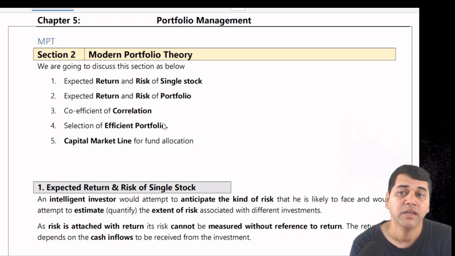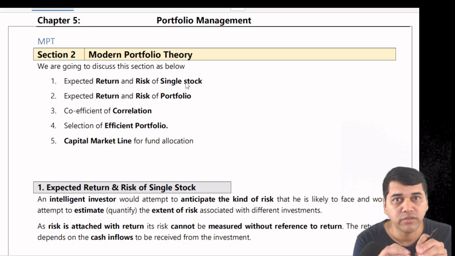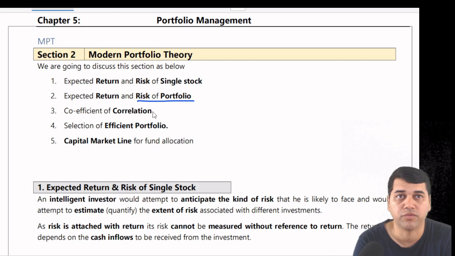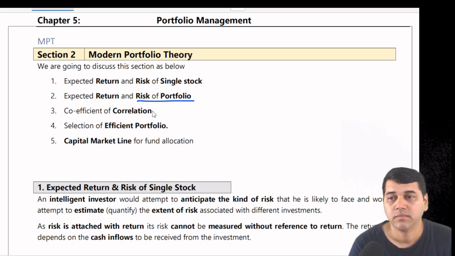In this modern portfolio theory, you have got expected return and risk of individual stock. How to expect return from a single stock. Then you include those and see how my portfolio risk and return is going to come. What is this coefficient of correlation? Because this coefficient of correlation concept is required to decide the risk of the portfolio. Without that, we cannot decide the risk of the portfolio. How one is related to another. Followed, no?